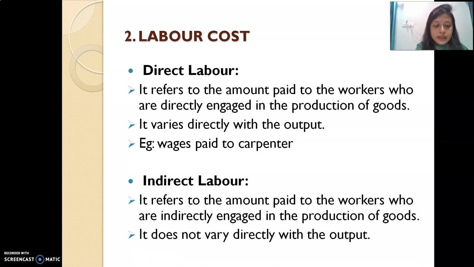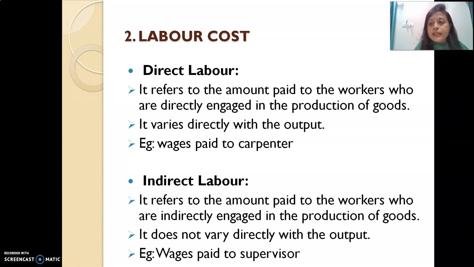Indirect labor. It refers to the amount paid to the workers who are indirectly engaged in the production of the goods. It does not vary directly with the output. Example, wages paid to the supervisor. So indirect labor are those laborers who are indirectly related with the production of the product. A supervisor is related to the manufacturing of the product. So the wages paid to the supervisor are indirect labor.